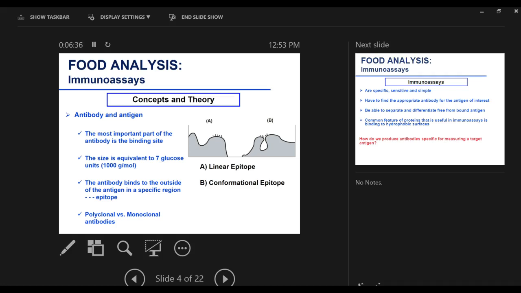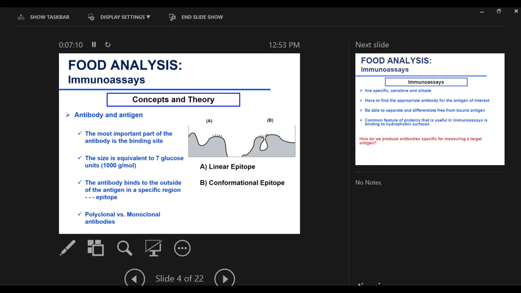Monoclonal antibodies are very important for immunoassay kits. When you go and purchase a kit, it will be really helpful for an immunoassay to have monoclonal antibodies. That means all of the antibodies will recognize one type of epitope. So monoclonal means the same antibody will recognize the same epitope. That's very convenient for assay kits that you would purchase.